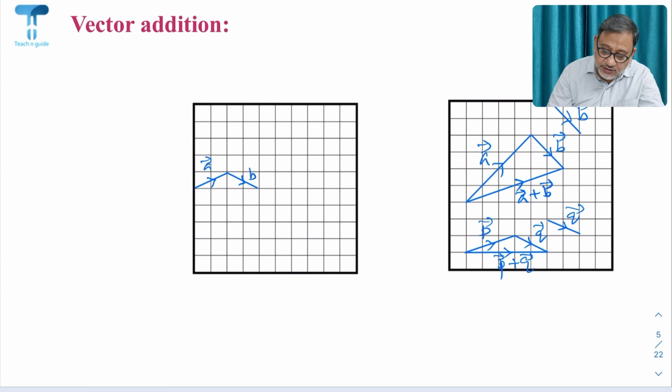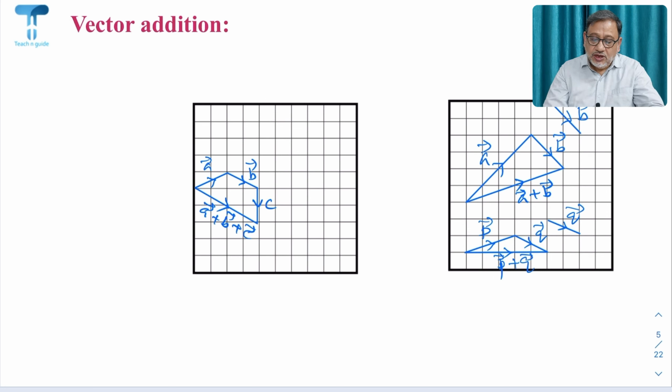This is vector B, then this is vector C. Then A plus B plus C will be represented by this vector. This is A plus B plus C, vector A plus vector B plus vector C.